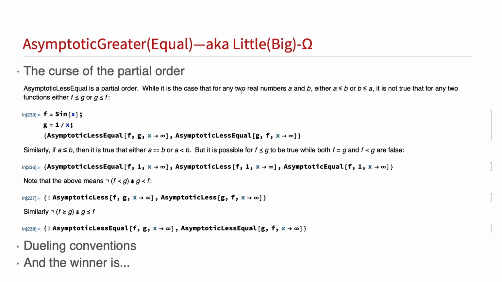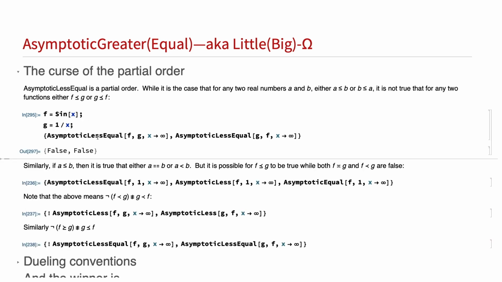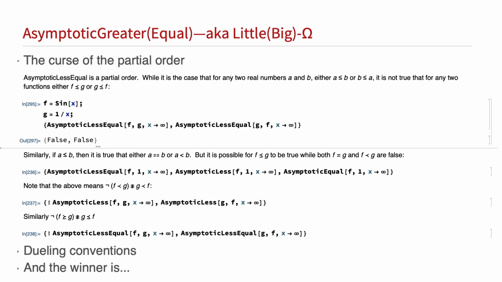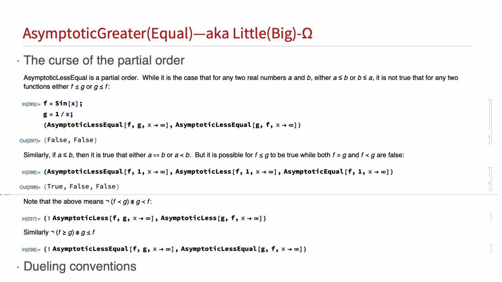equal to 1. Okay, so I've talked about less, less equal, and equal. So what about greater and greater equal? The curse of the partial order. Asymptotic less equal is a partial order, unlike your familiar less than and less than or equal. While it is true that for any two real numbers, either a is less than or equal to b or b is less than or equal to a, that's not true for any two functions.